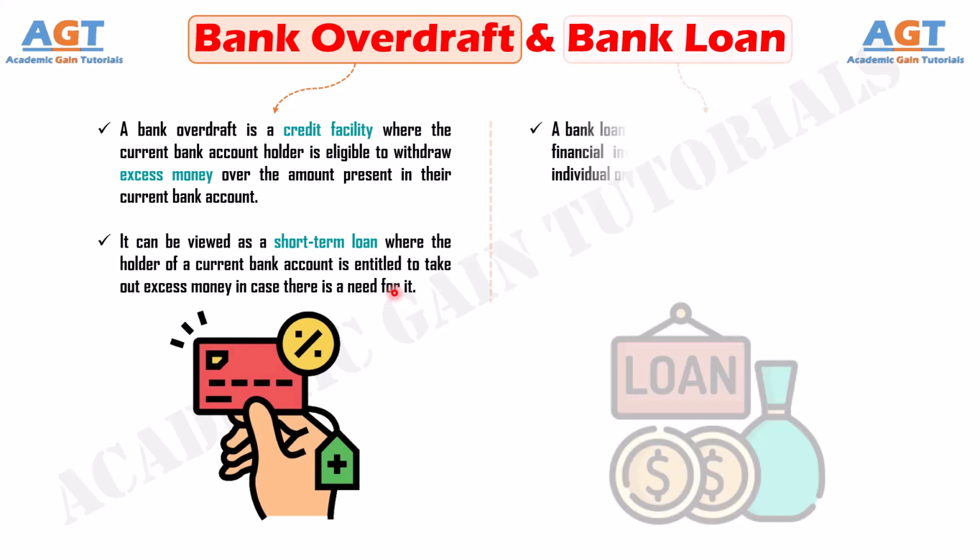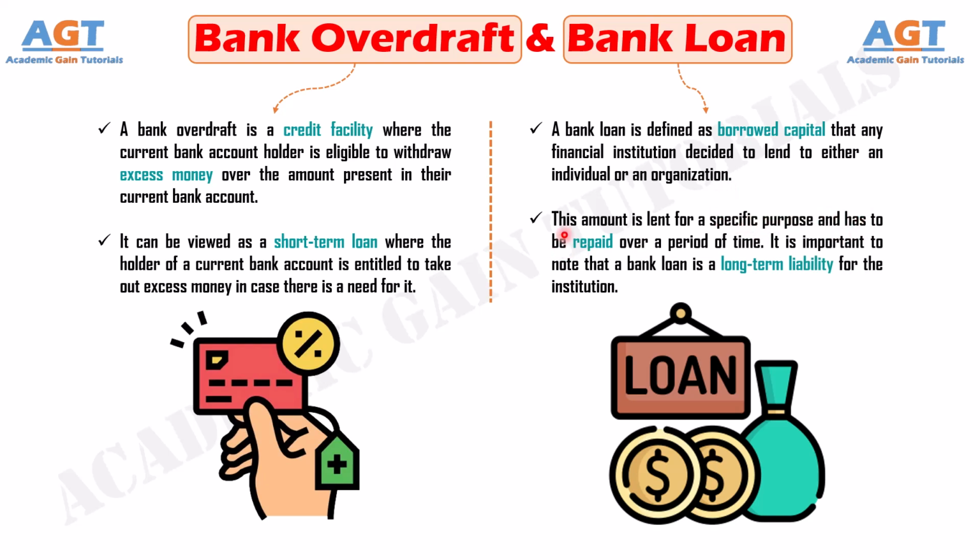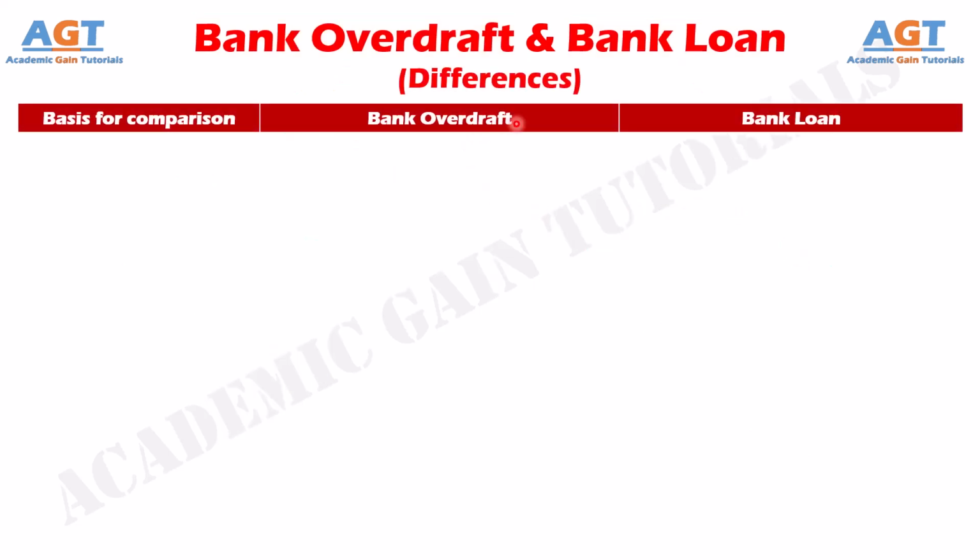On the other hand, a bank loan is defined as borrowed capital that any financial institution decides to lend to either an individual or an organization. This amount is lent for a specific purpose and has to be repaid over a period of time. It is important to note that a bank loan is a long-term liability for the institution. So, let's look into the basic differences between bank overdraft and bank loan in a tabular form.